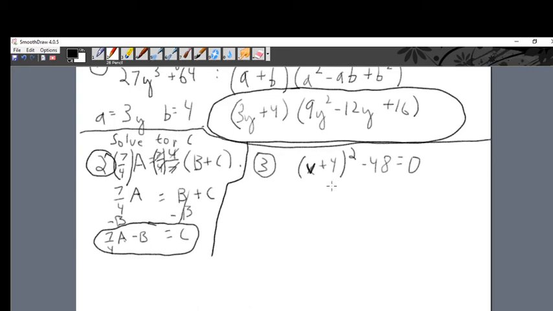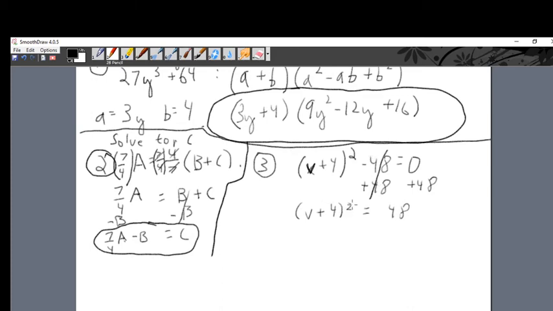Here's what I do. I first got to get rid of that minus 48. I'm going after the v, right? So I got to get rid of that minus 48, plus 48 left, plus 48 right. My goal is that v. Got to get rid of the outer layers, as we said before. I still need the parentheses. Don't get rid of the parentheses yet. (v plus 4) squared is equal to 48, because this stuff is gone.